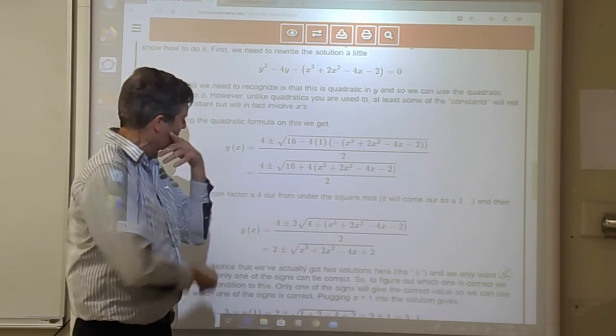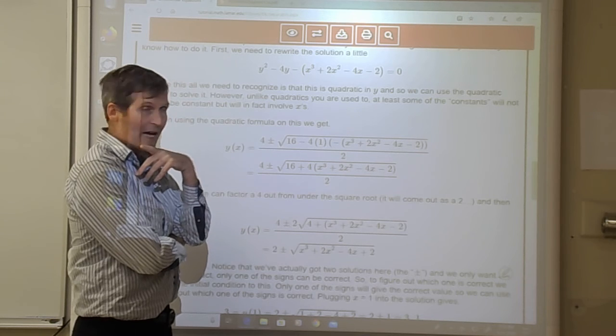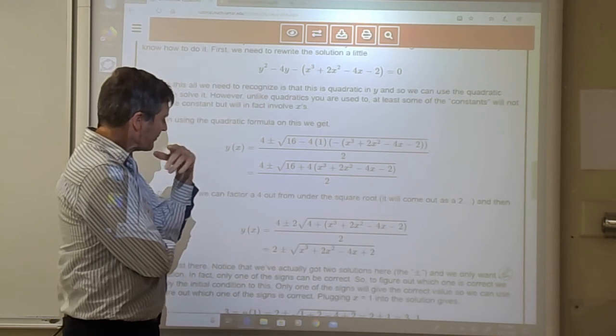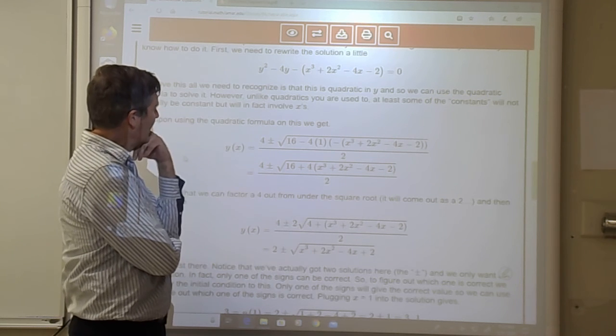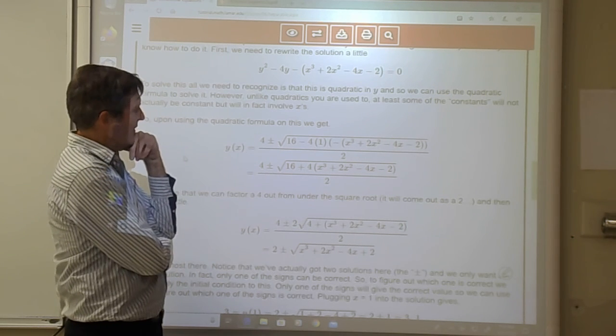Oh, there's a plus or minus. Why is that there? Well, it turns out that both of these are solutions. You can put the plus sign in or the minus sign in, and you get a solution, y as a function of x.